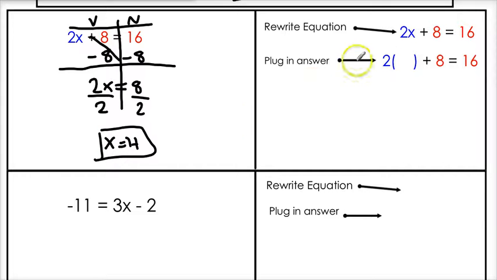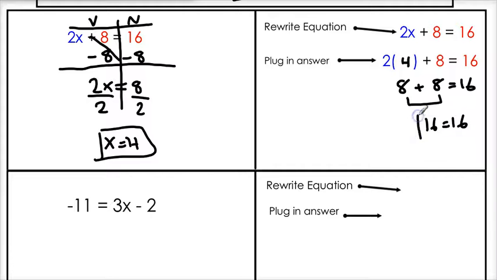Now we're not just done, we always want to check, because if this is the solution, that means both sides have to be equal to each other. So we want to check to see if it works. So we're going to rewrite the equation, 2x plus 8 equals 16. We're going to plug in our solution, which is 4. 2 times 4 is 8, plus 8 equals 16. Well, if we add these together, sure enough, we get 16 equals 16. Biggity bam! This is our solution. We'll put a little check there to make sure that we checked it.